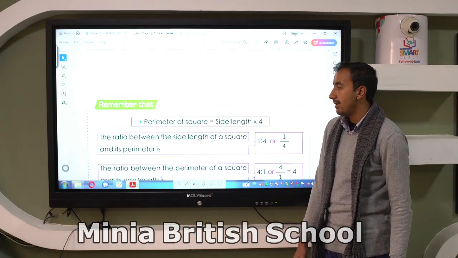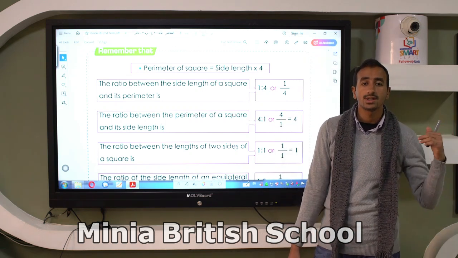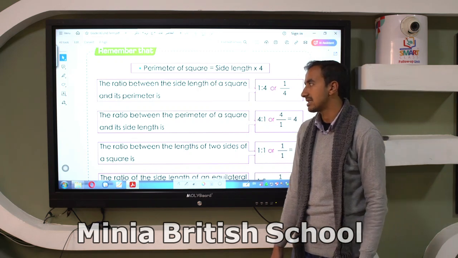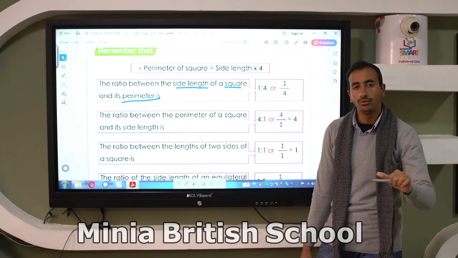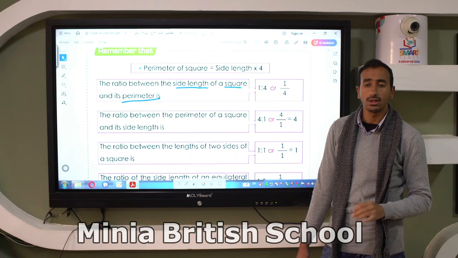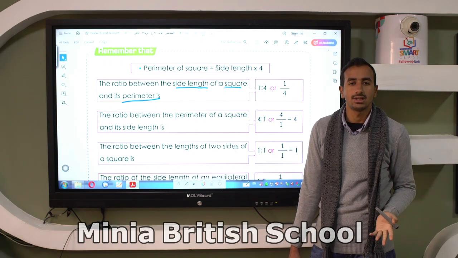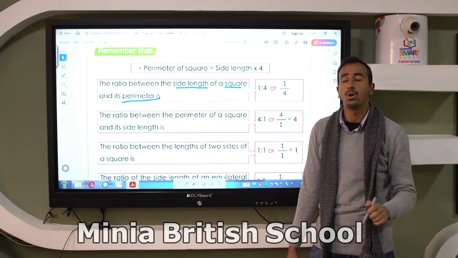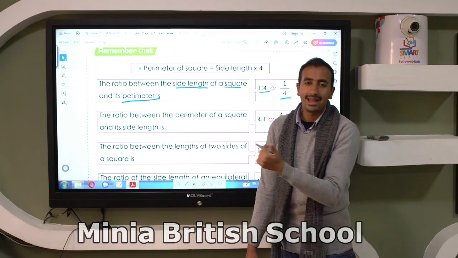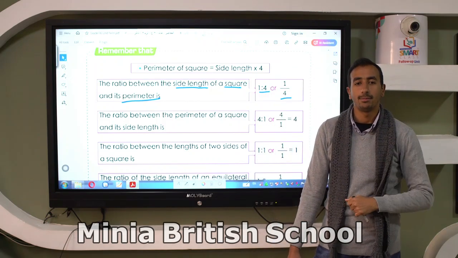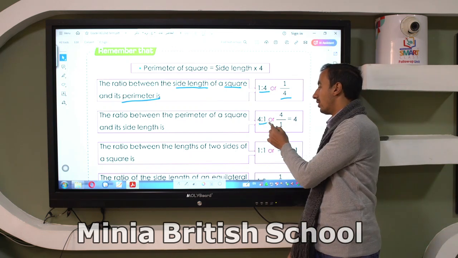Remember the perimeter of a square, we know that from grade 4: side length times 4. Excellent. So the ratio between the side length of a square and the perimeter is 1 to 4. We have 4 side lengths that are equal in length, so the ratio between the side length and the perimeter, the sum of all side lengths, is 1 to 4 or 1 over 4. The ratio between the perimeter of a square and its side length is 4 to 1, because the perimeter is 4 times the side length.